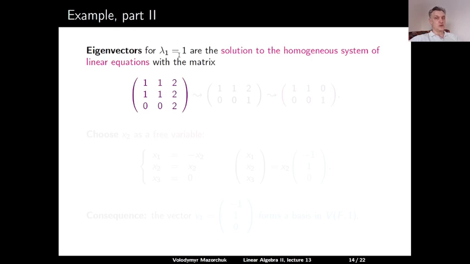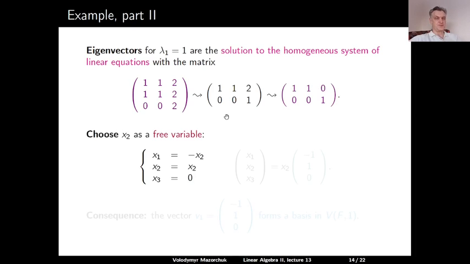So now let us determine the eigenvectors for the eigenvalue 1. These are the solutions to the homogeneous system of linear equations with the matrix of f minus the identity matrix. So it's the matrix (1, 1, 2; 1, 1, 2; 0, 0, 2). The first two rows are equal, so we can delete one of them. And the third row is (0, 0, 2), we can divide it by 2, so we get (1, 1, 2; 0, 0, 1). Now we use this 1 to kill this 2, so we get the matrix (1, 1, 0; 0, 0, 1). So this is the row echelon form.